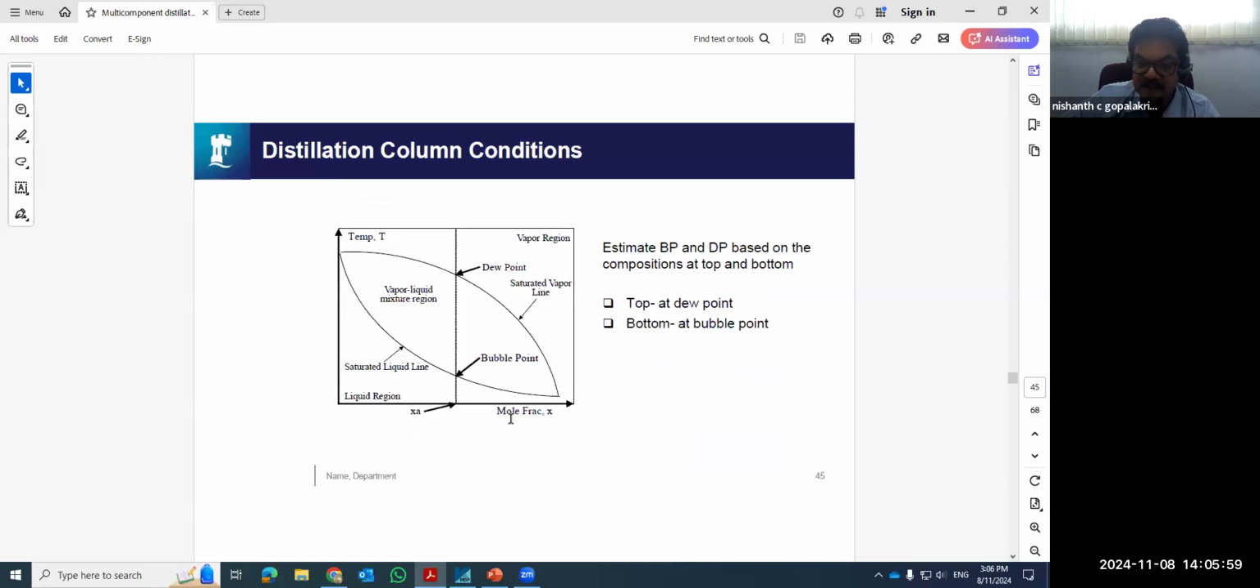Right. So in that case, the first thing we need to do is estimate the column condition. In the last class, we did talk about the bubble point and dew point. So what can we say about the bubble point and dew point related to the column condition? Anybody want to give a suggestion or feedback on that? How would you use the bubble point and dew point to estimate the column condition?